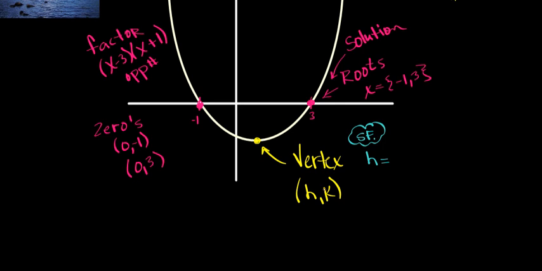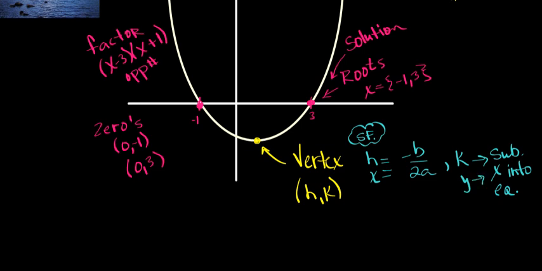Your h, or that x number, can be found by using the opposite of b over 2 times a from standard form. Then your k, you're going to find that by substituting your x into your equation. And again, you can see that as k, you can see that as y, you can see that as x. All sorts of different methods that you'll need to keep track of.